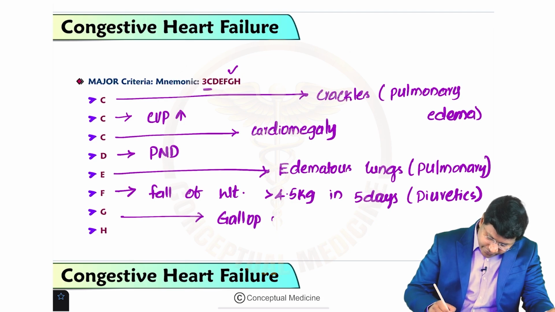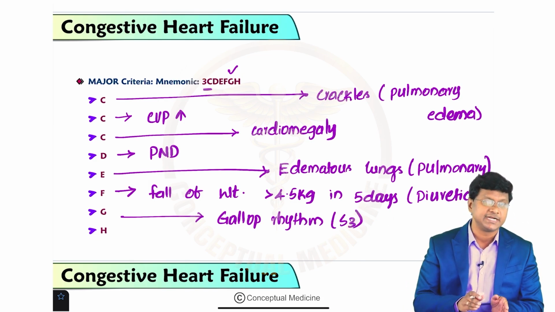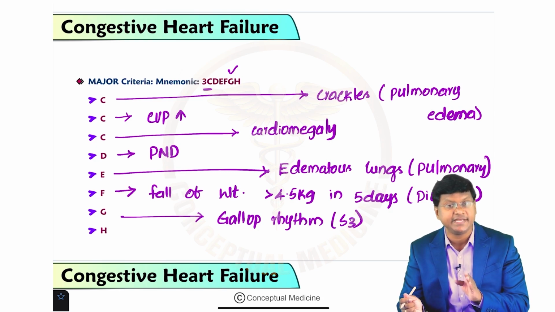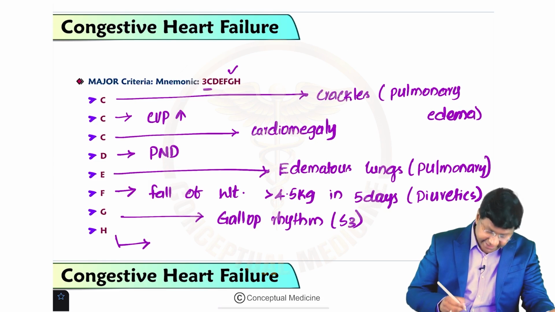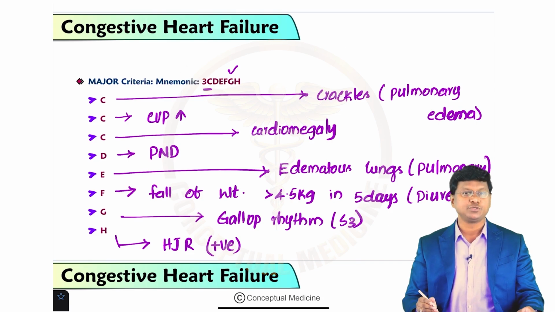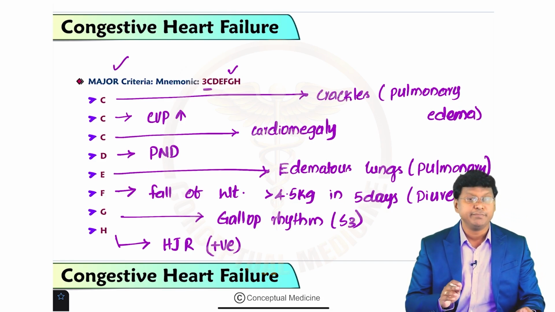So these patients with congestive heart failure have the gallop rhythm, that is S3, an additional heart sound. And why there will be an S3 in patients with congestive heart failure, I have explained that in detail in the description of the heart sounds. And H stands for the hepatojugular reflex being positive. So this will be the mnemonic for the features of congestive heart failure according to the Framingham's major criteria.